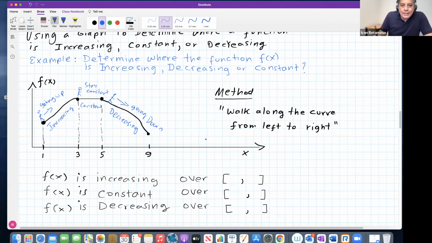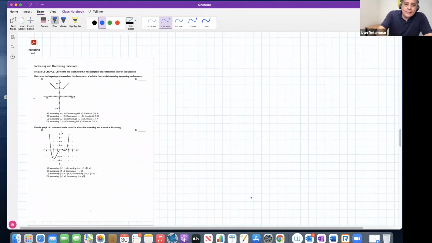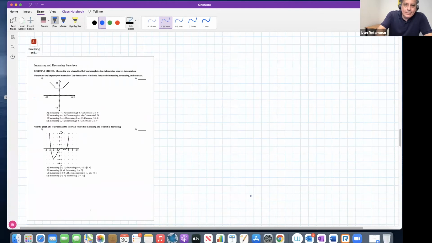Now, mathematicians express this by saying that the function is increasing over the interval 1, 3, constant over the interval 3, 5, and this particular function is decreasing over the interval 5, 9. That's how to express this trend. So I want you to do this here. It's not difficult, guys. It's very straightforward.